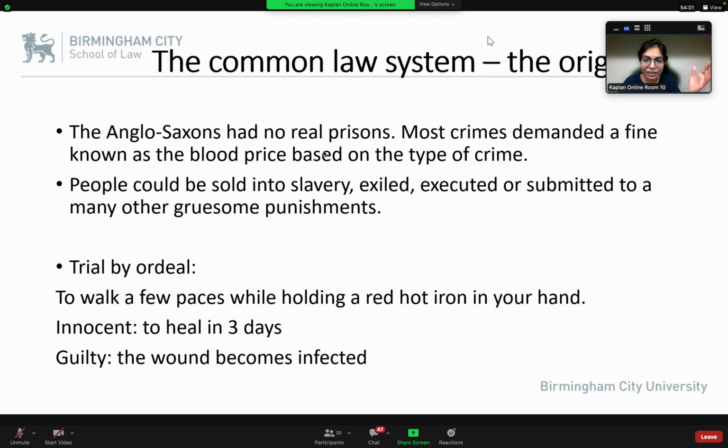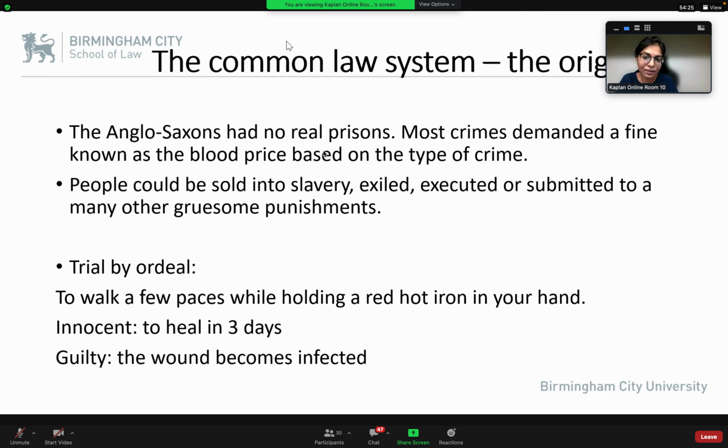You're asked to leave the community, or in the worst case scenario, there can be execution or other kinds of gruesome punishment. All right. So in fact, even at that time, there was no proper protection offered, I would say. Okay, even especially to women or children, the vulnerable people in society.